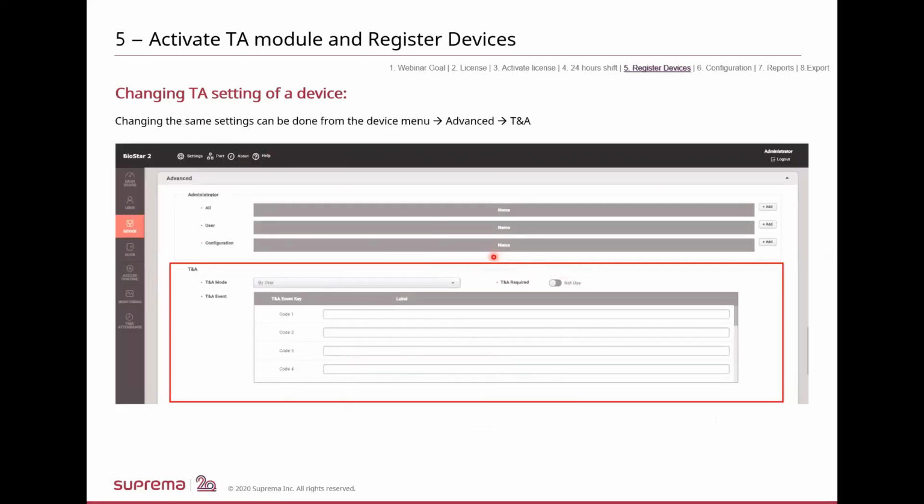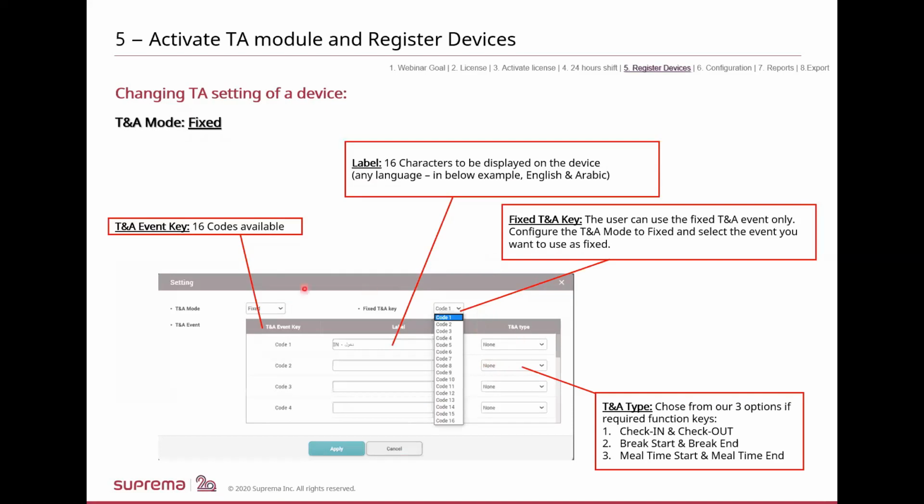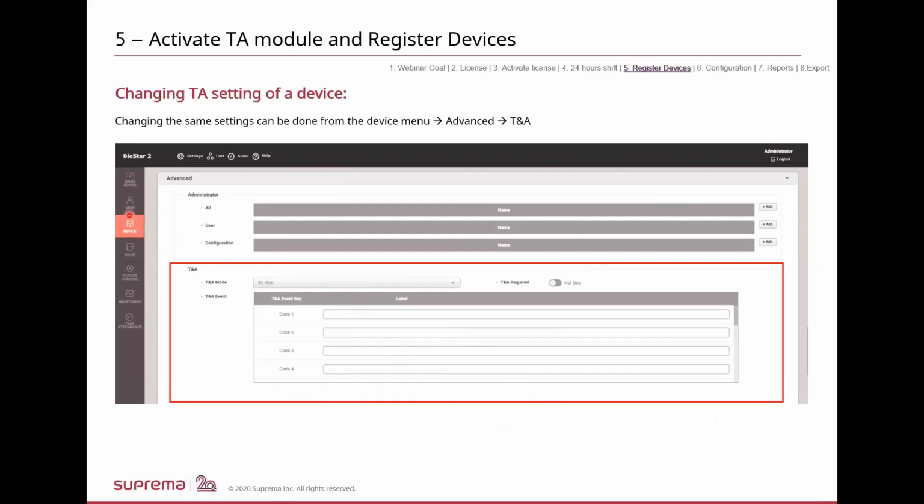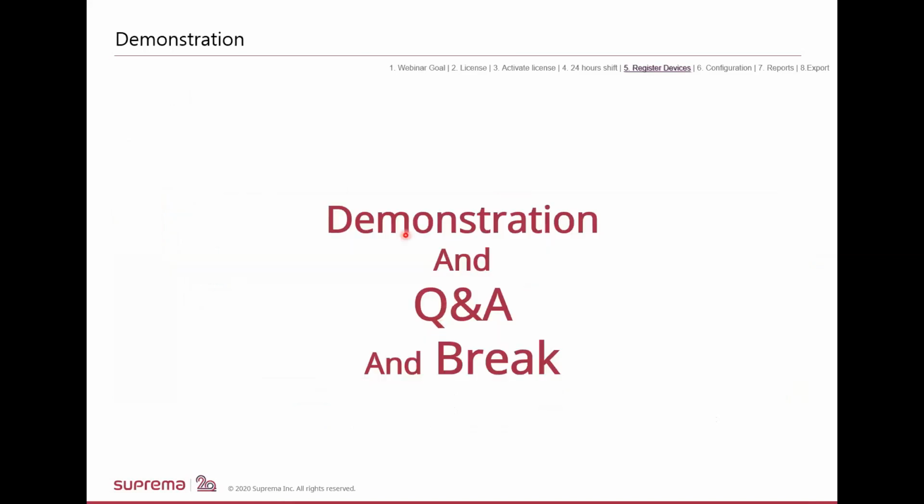Also, I would like to highlight that this window, which we have taken out from the setting of time attendance menu, is not the only place where you can change the device setting for time attendance. You can also go to the device menu, click on the device, go to the advanced part of the device configuration menu, and there you will find the time attendance where you can do almost the same configuration. So let's have a quick demonstration for it.